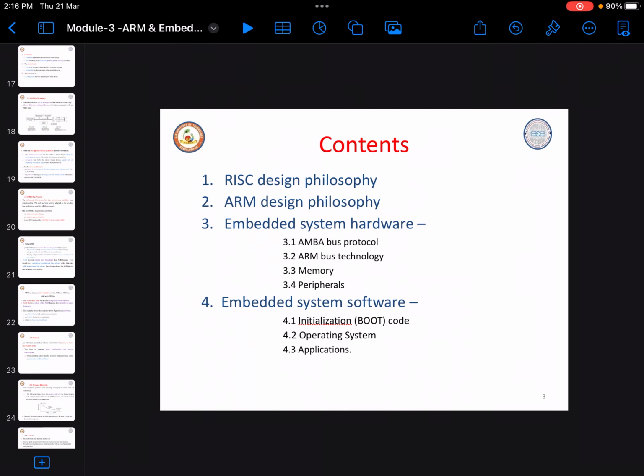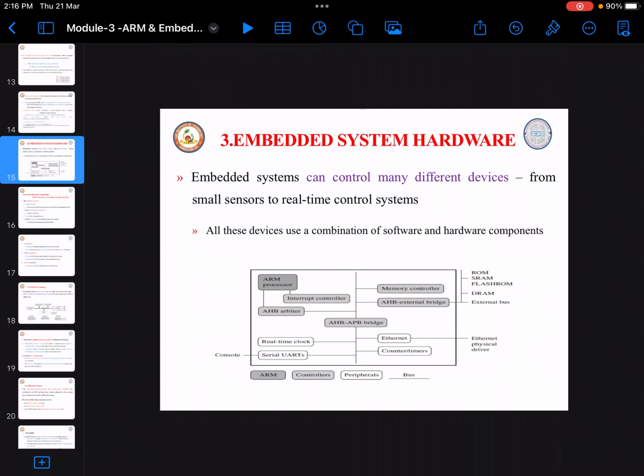So, embedded system hardware majorly concentrates on the hardware components. As we know, embedded systems can control many different devices, starting from sensors to real-time control systems. All these devices make use of both hardware and software components. If you look at the diagram, you have an ARM processor as a core, and you will have controllers, peripheral units, and buses.